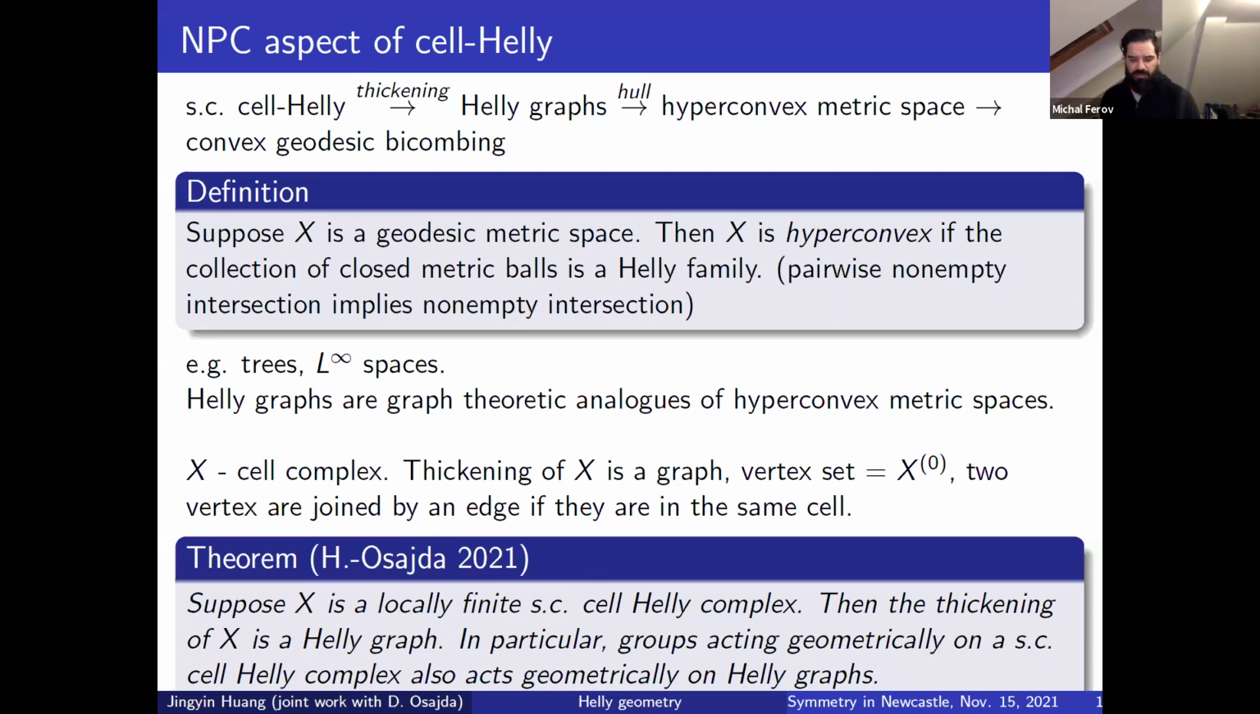So I know that the Artin groups of type C and the Garside groups satisfy this. They're acting on some cell Helly complex. Then from the theorem, we know that they're acting geometrically on some Helly graph. Okay, so this is the first step, from local to global. And then the second step is I want to go from this combinatorial or discrete setting to a continuous setting. So this is the second step, where I'm going to take some kind of hull.